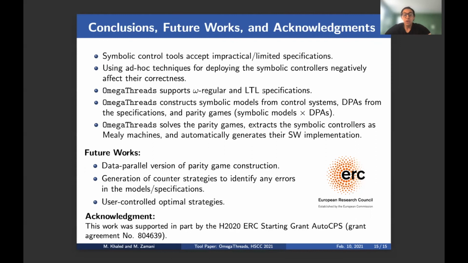Future work will focus on implementing a data parallel version of the parity game construction algorithm, generating counter strategies to identify any error in the model or the specification, and finally, allowing users to specify objective functions used during the synthesis to find user-defined optimal strategies. I'd like to acknowledge ERC for supporting this work through the ERC Starting Grant AutoCPS. I conclude my talk by providing a demo showing how simple and easy it is to use OmegaThreads to automatically design controllers for control systems.